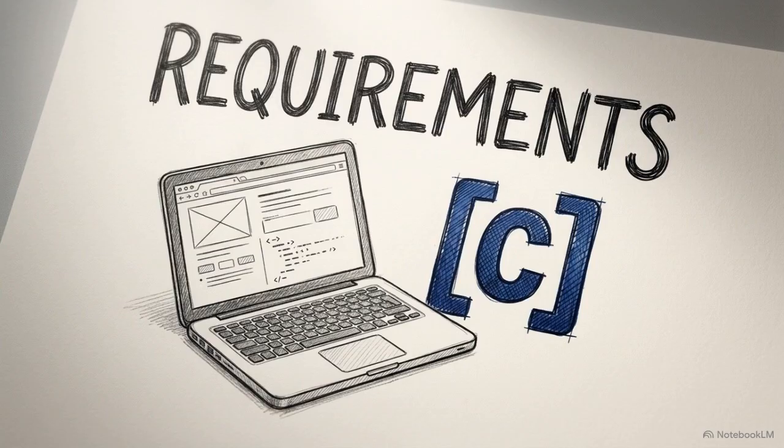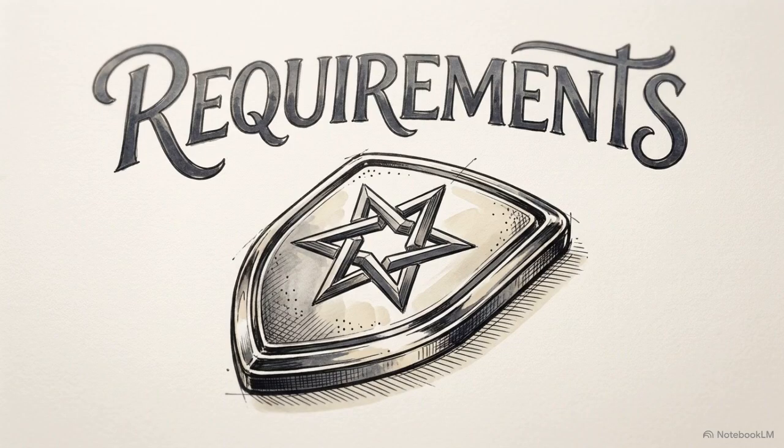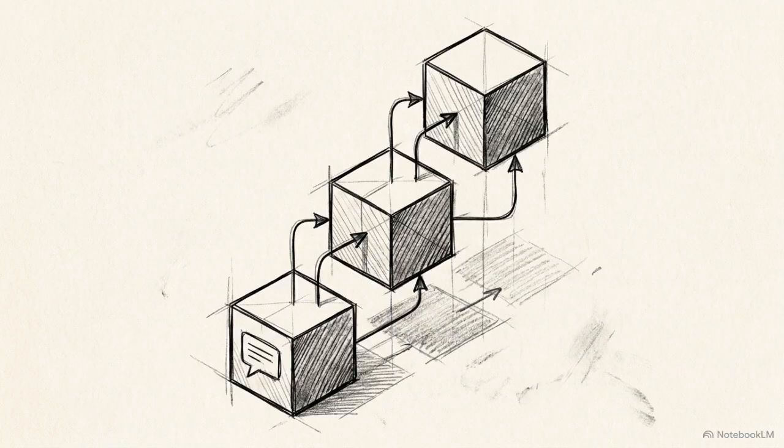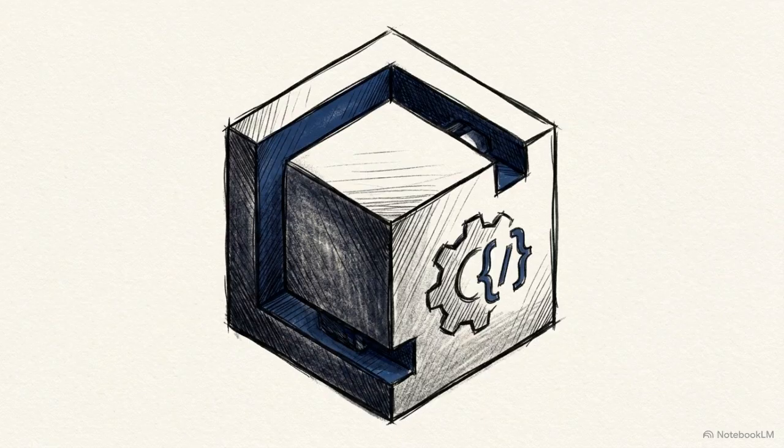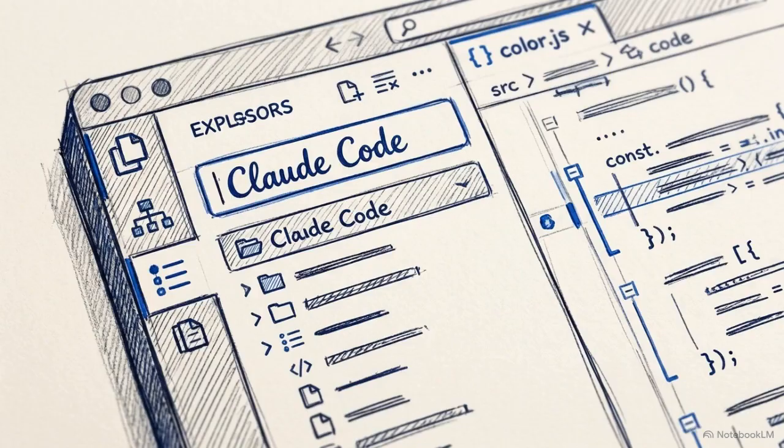To run this setup, you only need 2 things ready to go: Visual Studio Code installed locally, and an active Anthropic Pro or Max subscription. Distinguishing between these 3 specific tools is the first step toward moving past basic chat prompts and into automated product development.